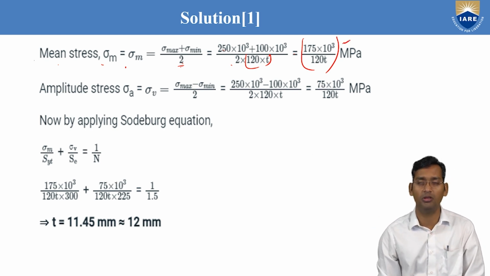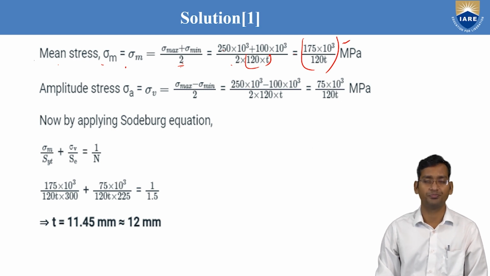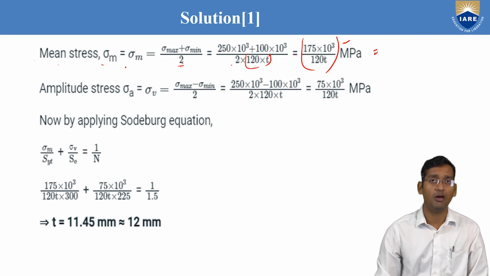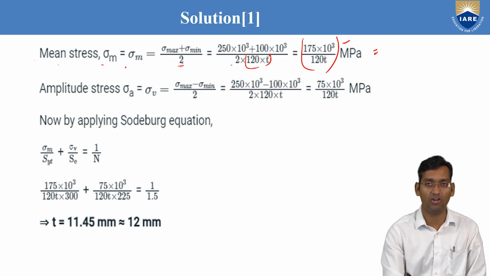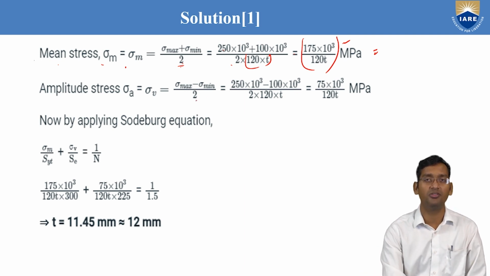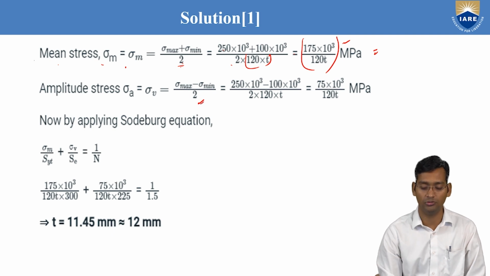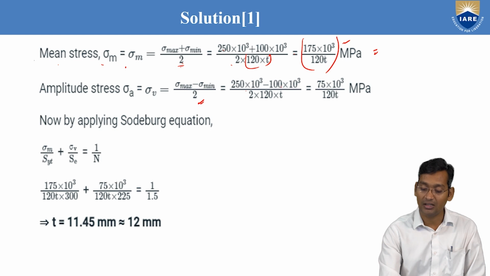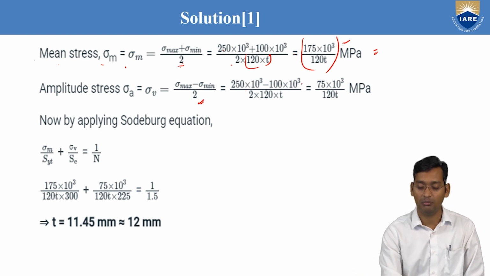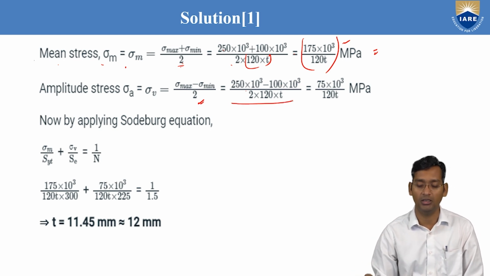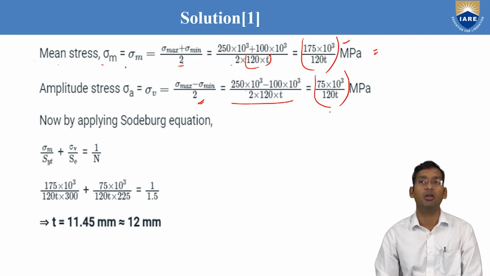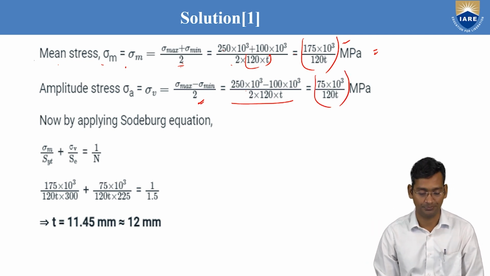175 into 10 to the power 3 by 120 T, that is in megapascal. Now the amplitude stress, that is sigma A or sigma variable, is sigma max minus sigma mean by 2. So 250 into 10 to the power 3 minus 100 into 10 to the power 3 by 2 into 120 T. That gives you 75 into 10 to the power 3 by 120 megapascal.